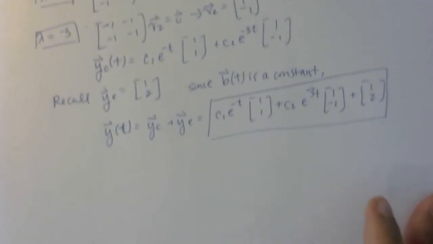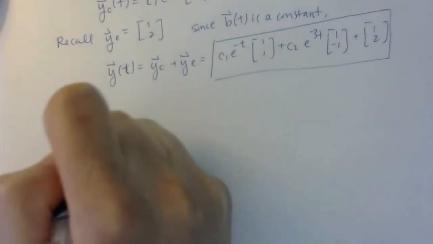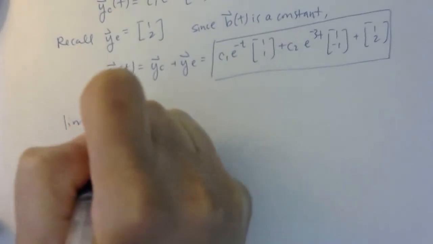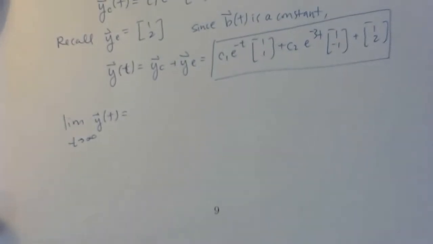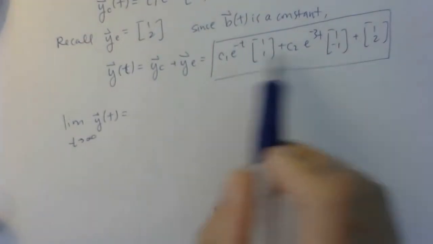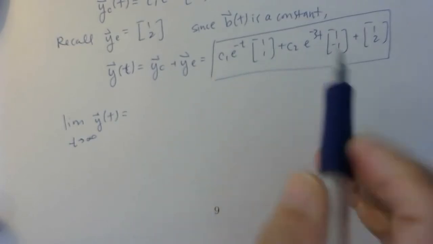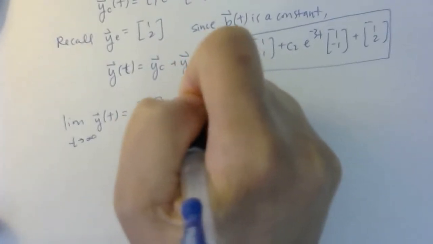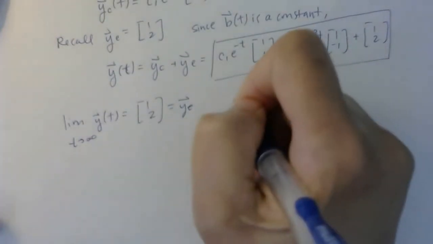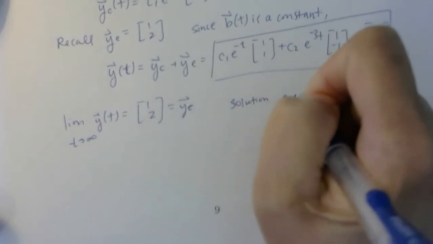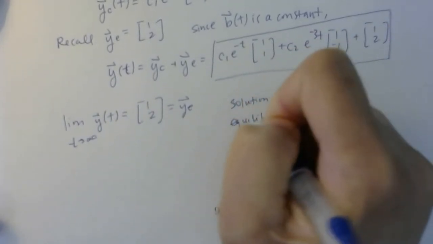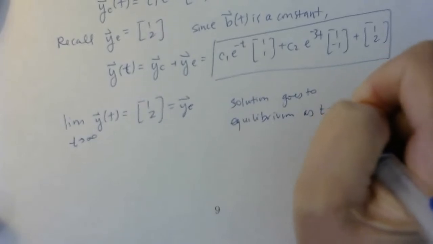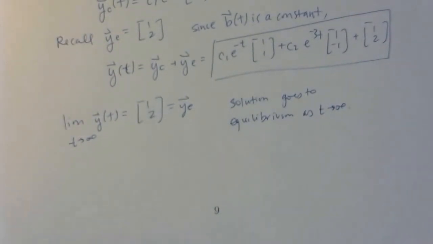So the second part of this question is calculate the limit as t goes to infinity of y(t). And then what do we observe here? Well, both of these exponentials decay and go to 0. So this is just going to this term, which is the equilibrium. So a solution goes to equilibrium as time goes to infinity. Excellent. Okay, so I hope that's making some sense.